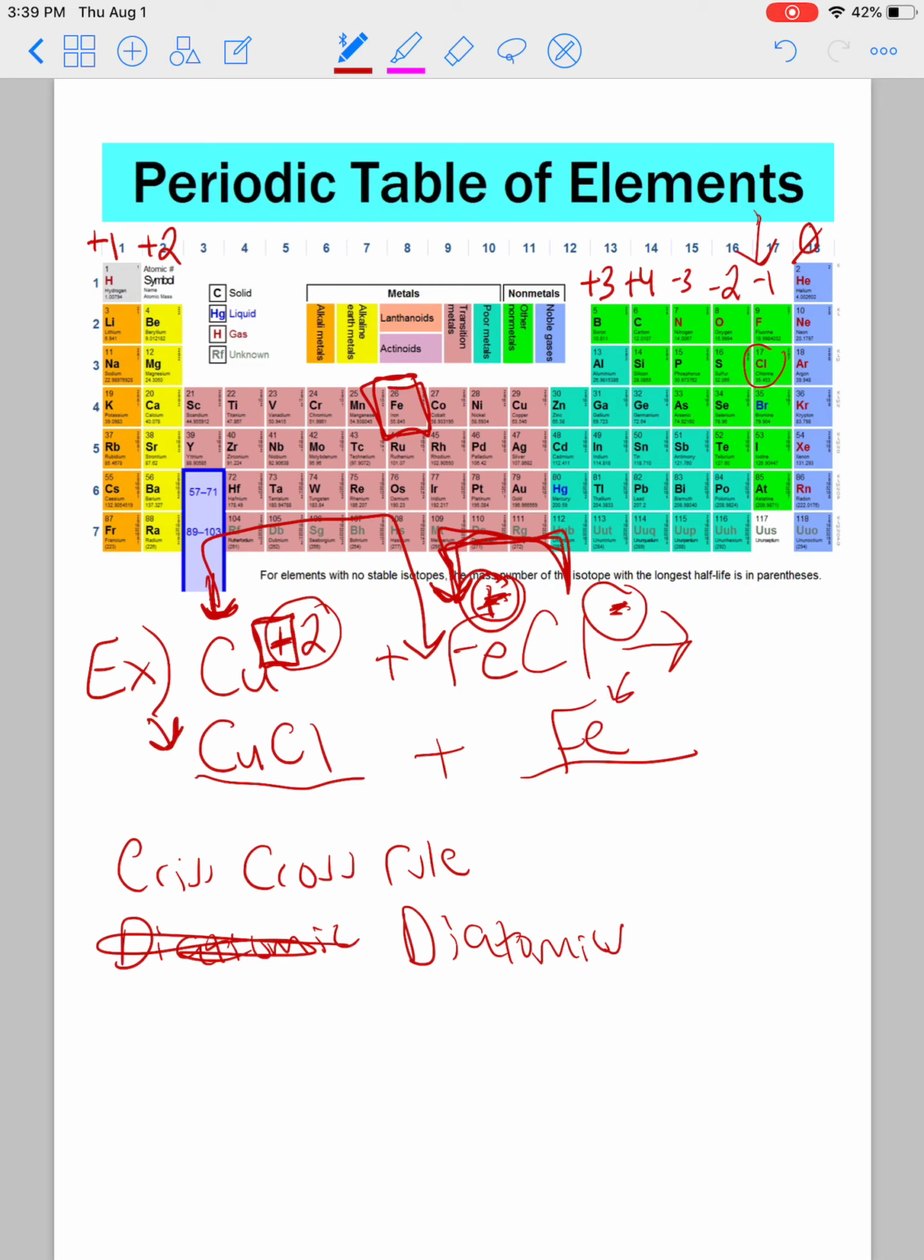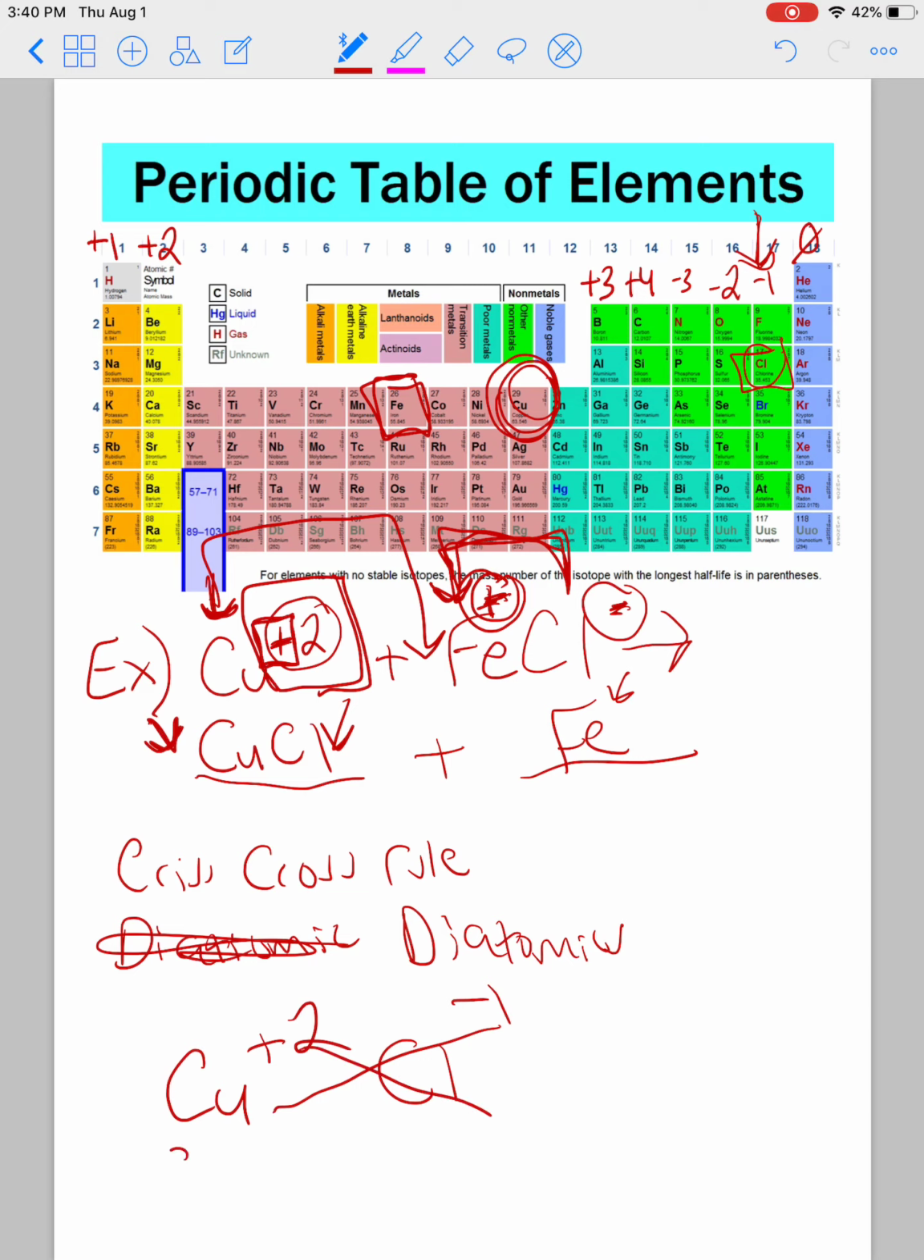This guy I don't have to because he's by himself, but over here I do. Now, Cu's charge, if you look on the periodic table and find Cu, it's a transition metal. It has multiple charges. You don't know which charge it's going to be. That's why right here they give it to you as +2. Now, Cl's charge, I look on the periodic table, I find it's -1. Now, crisscross rule, just bring the numbers down when you switch them to give you Cu1, Cl2. And remember, we typically don't show the 1, so it's just CuCl2.